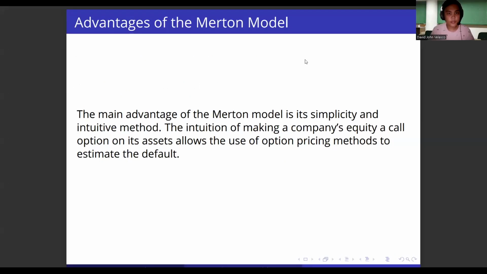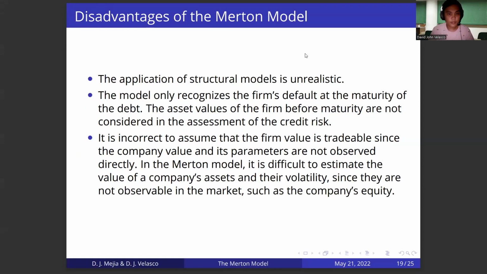Here we have the advantages of the Merton model. The main advantage of the Merton model is its simplicity and intuitive method. The intuition of making a company's equity a call option on its assets allows the use of option pricing methods to estimate the default. Hence, the Merton model allows an efficient approach in estimating credit risk and calculating the equity and debt values. However, the application of structural models is unrealistic.